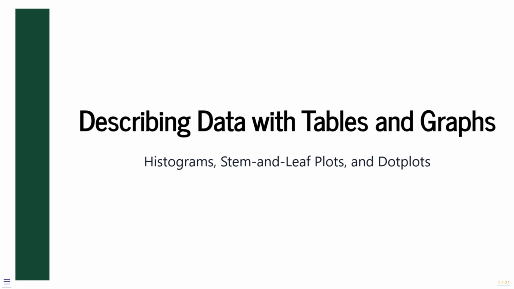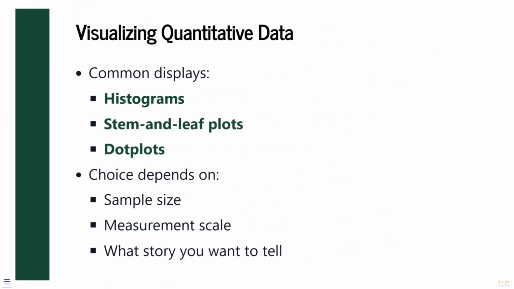Once quantitative data are grouped into classes, we can visualize the distribution using several complementary plots. Histograms show how the data are distributed across intervals. Stem and leaf plots preserve individual values while offering a quick visual summary, and dot plots display each observation as a dot. Choosing the right tool depends on your sample size, measurement scale, and the story you want to tell.